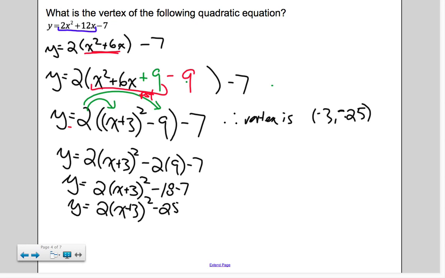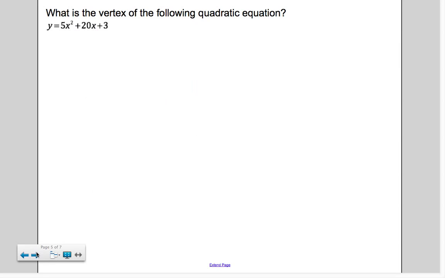Up. Why is it opening up? Yeah, the 2. Is it compressed or stretched? Stretched by a factor of 2. So is negative 25 a maximum or minimum? Minimum, because it's opening up. Now we have all this information based on this. So try this one on your own.